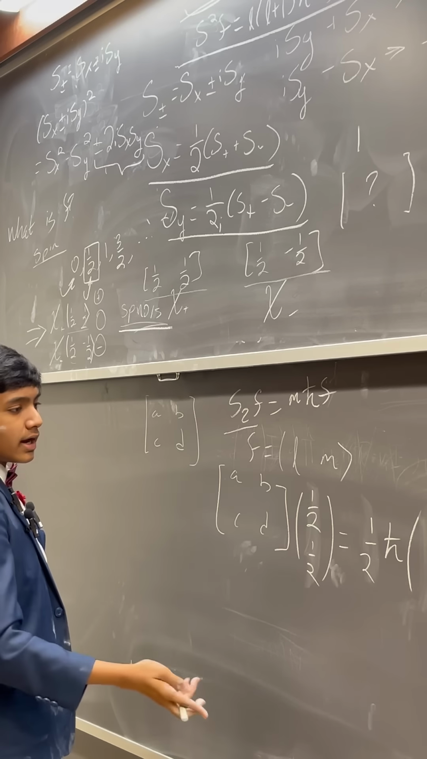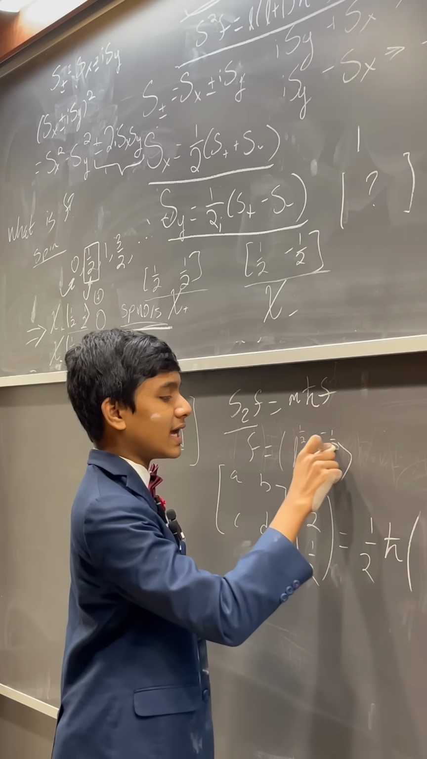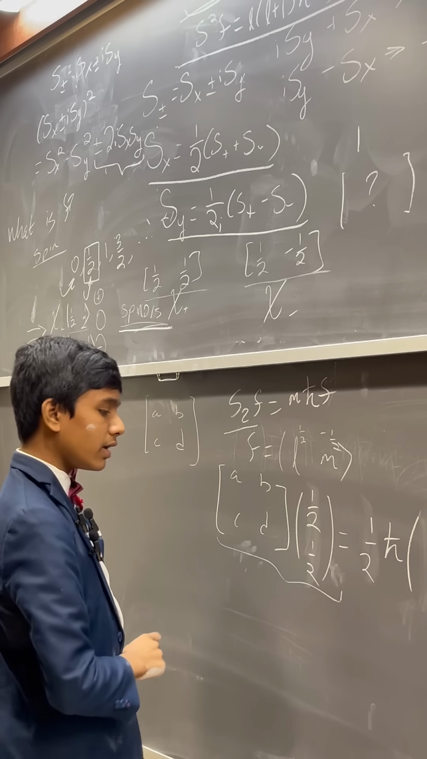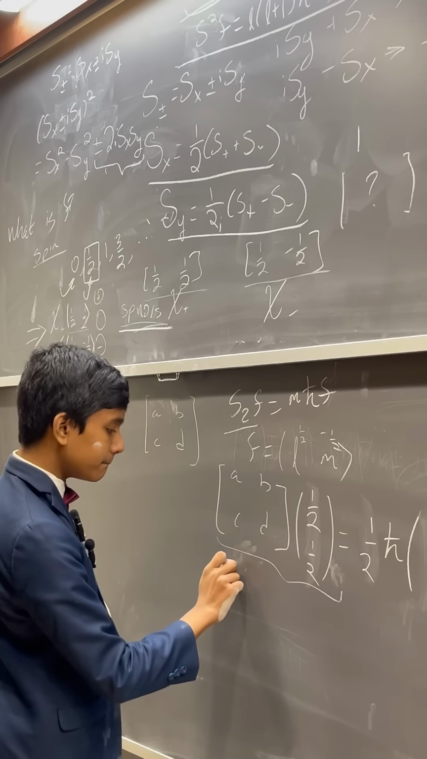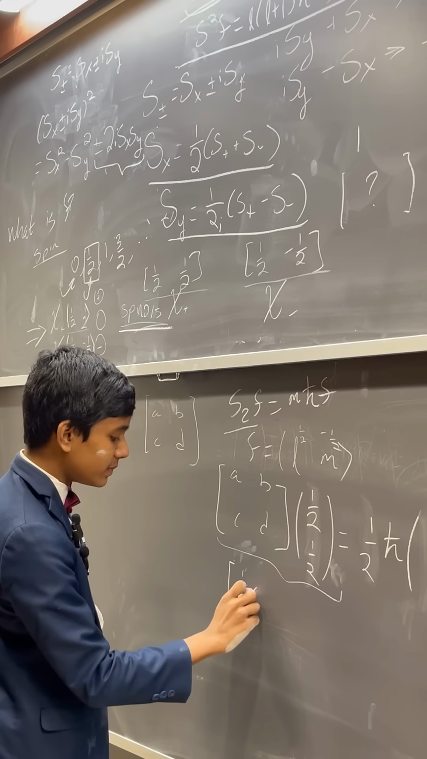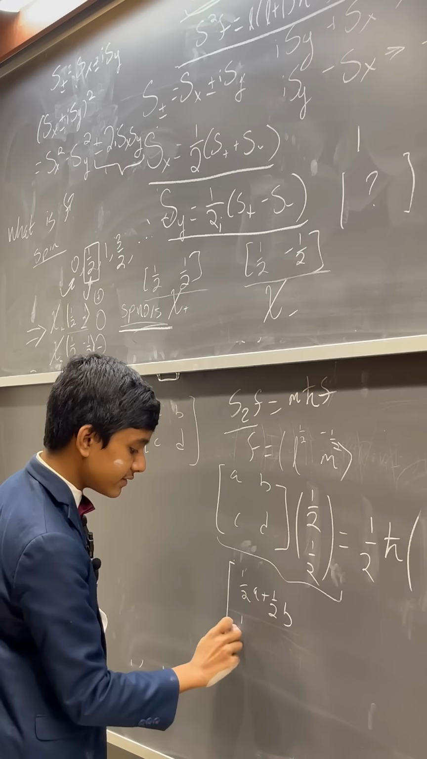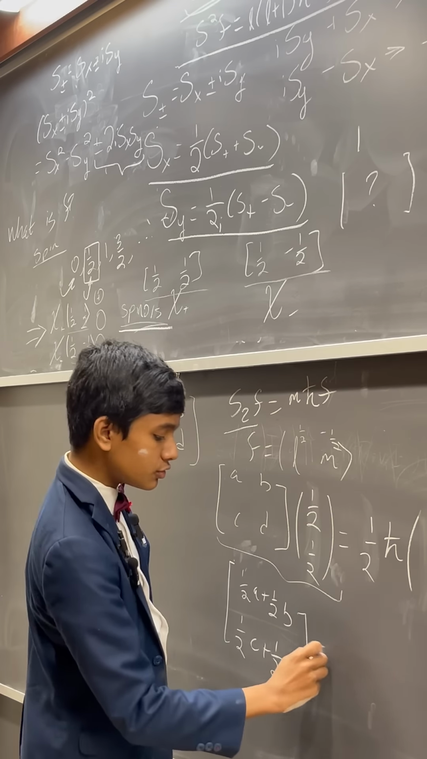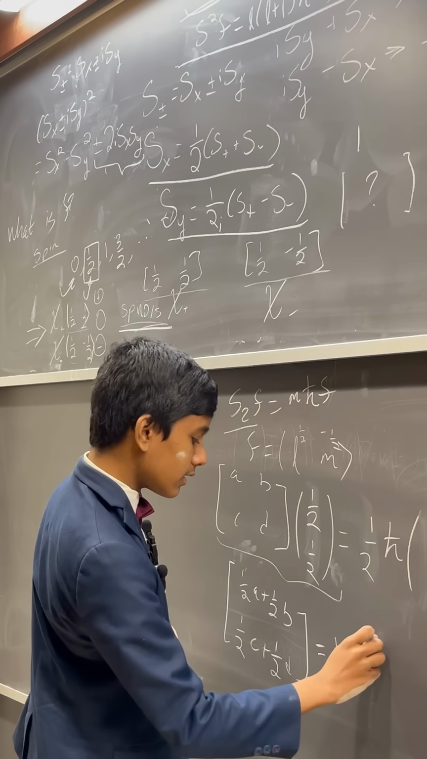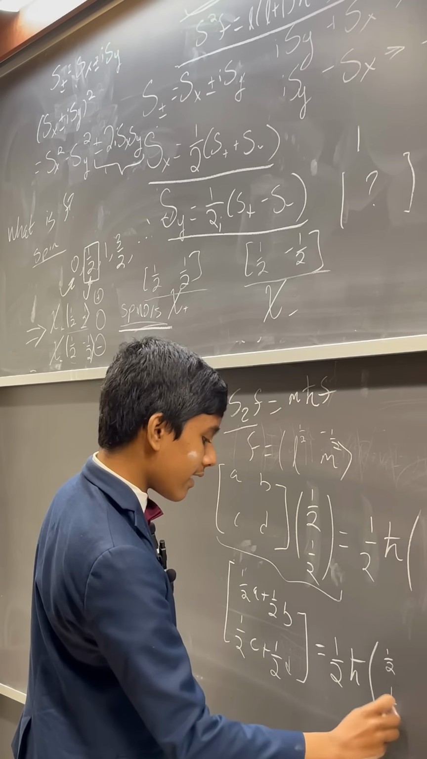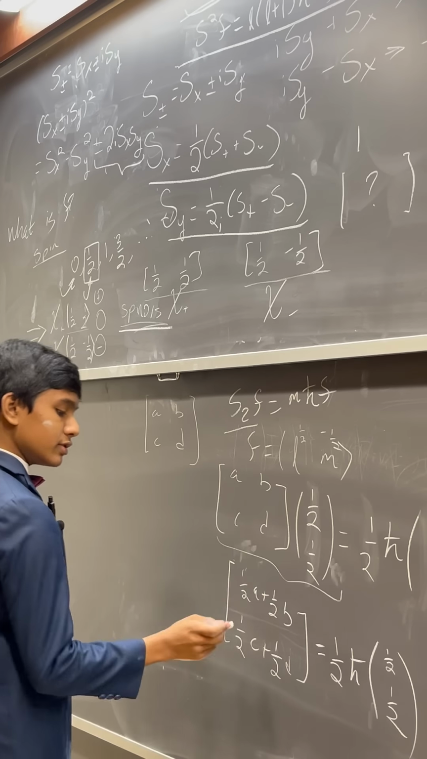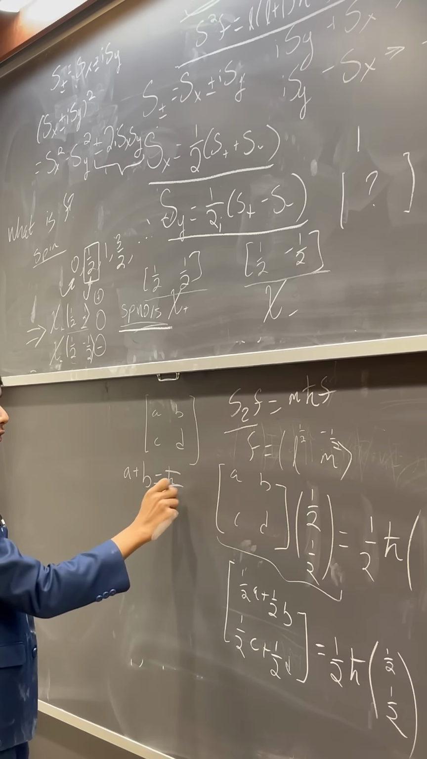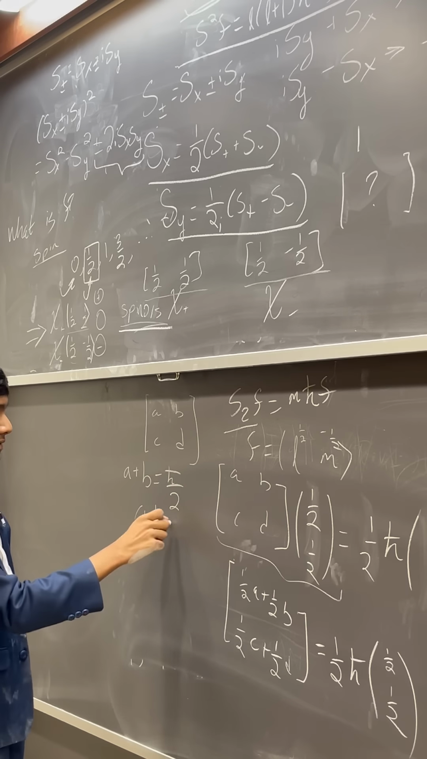Now, there's the other side, which is what happens when we take half minus a half. And we'll look into that very, very soon. So what do we get on this side? Well, we get half A plus half B, half C plus half D. No big deal. Is equal to half h bar, half, half. Now, when you multiply both sides by 2, you get A plus B is equal to h bar over 2, and C plus D is equal to h bar over 2.